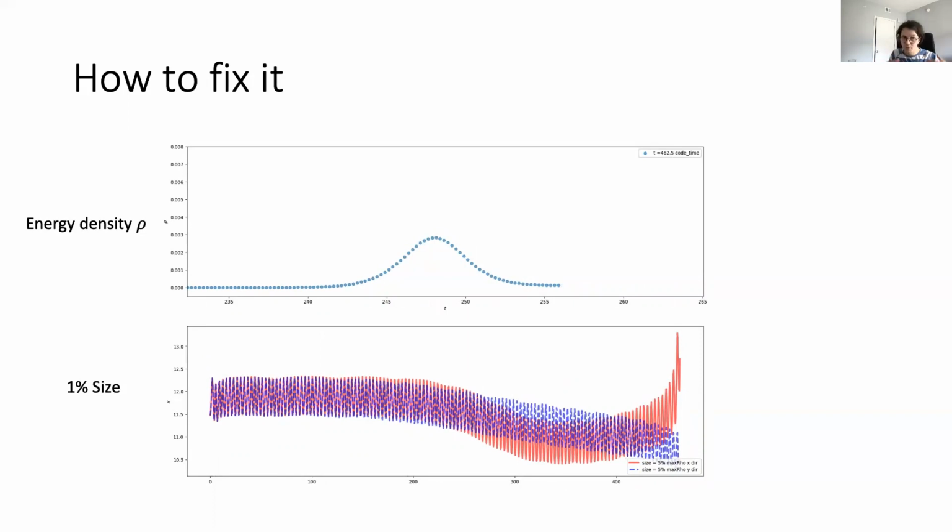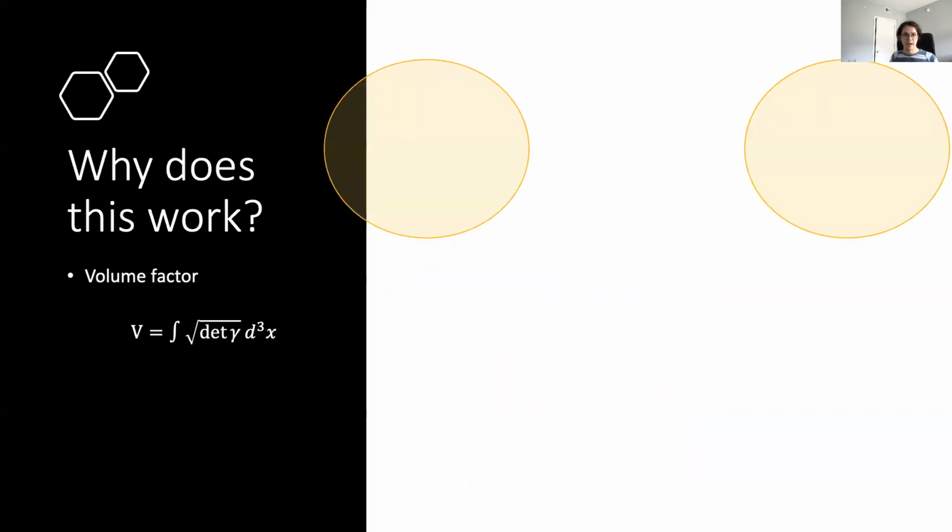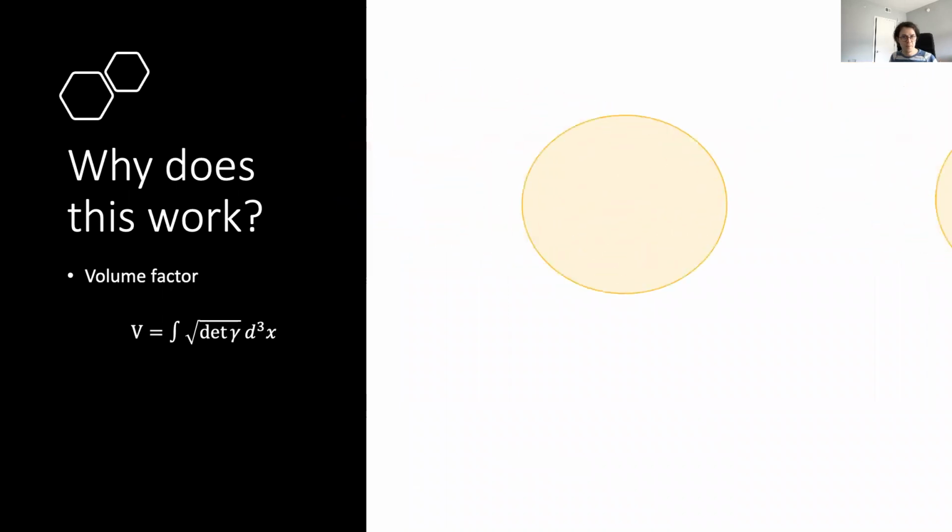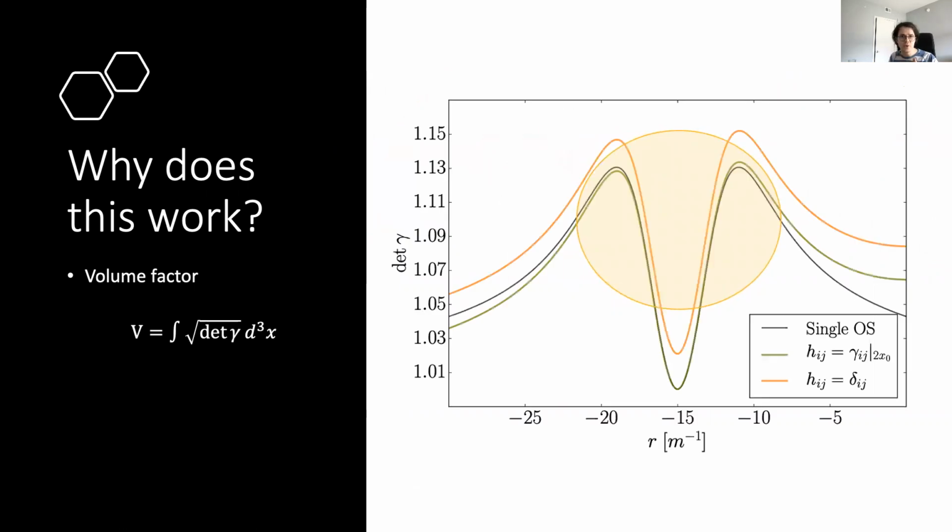But maybe just giving you some more intuition why this works. So if we look here at the binary system, and we focus in here a bit, so we just focus on one star, we slice through and we look at the volume factor. If you want to get the physical volume, you integrate the square root of the determinant of gamma. That gives you how much coordinate volume corresponds to physical volume, and you would integrate to get the volume. This gives you a way to determine how squeezed your star is.